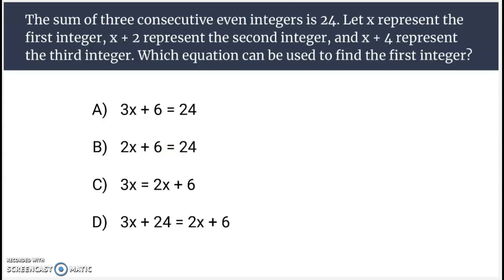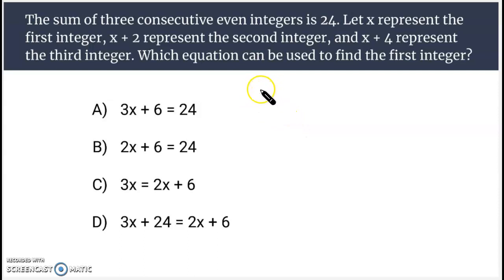Alright, let's look at another one here. The sum of 3 consecutive integers is 24. Let x represent the first integer, x plus 2 represent the second, and x plus 4 represent the third. What is the equation that can be used to find the integer? So again, we're just setting this up.